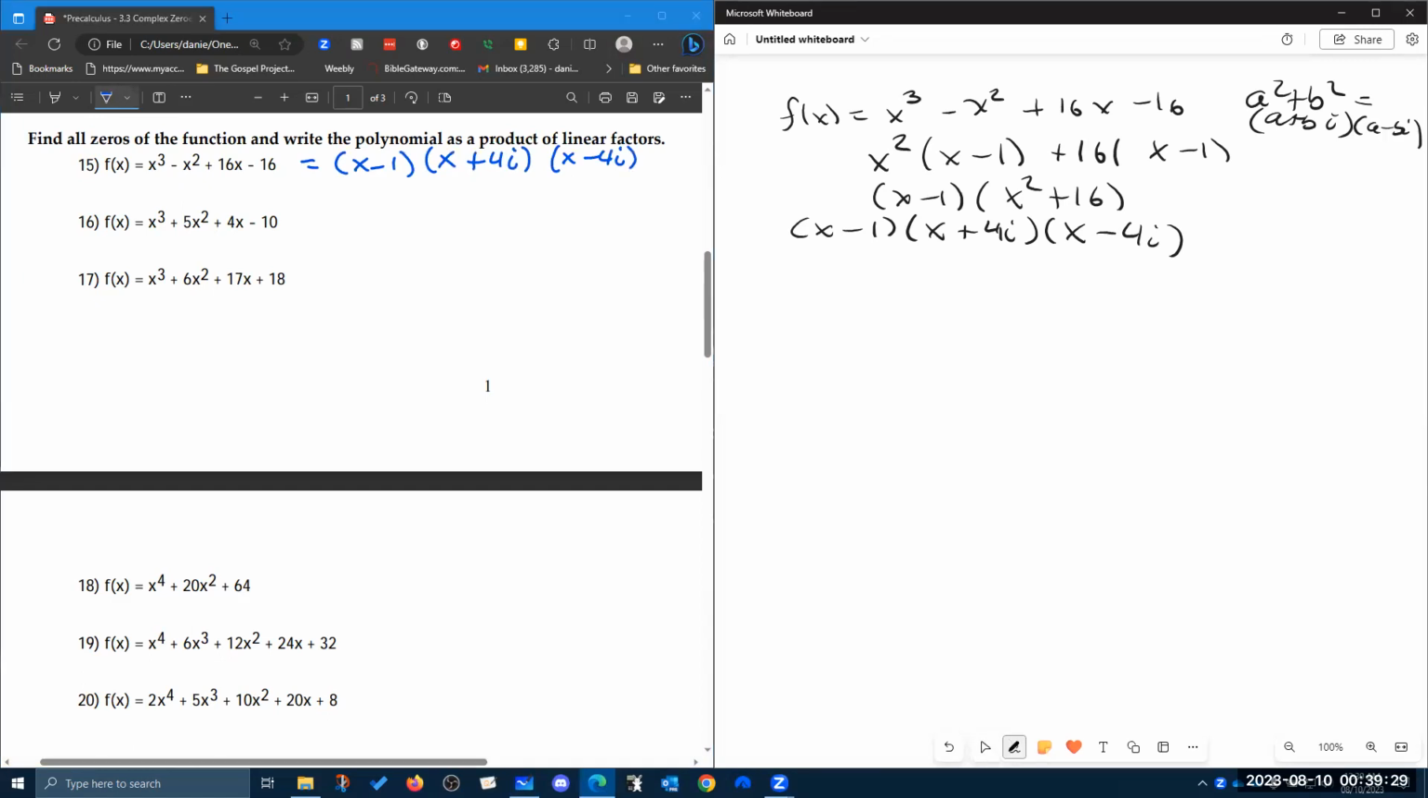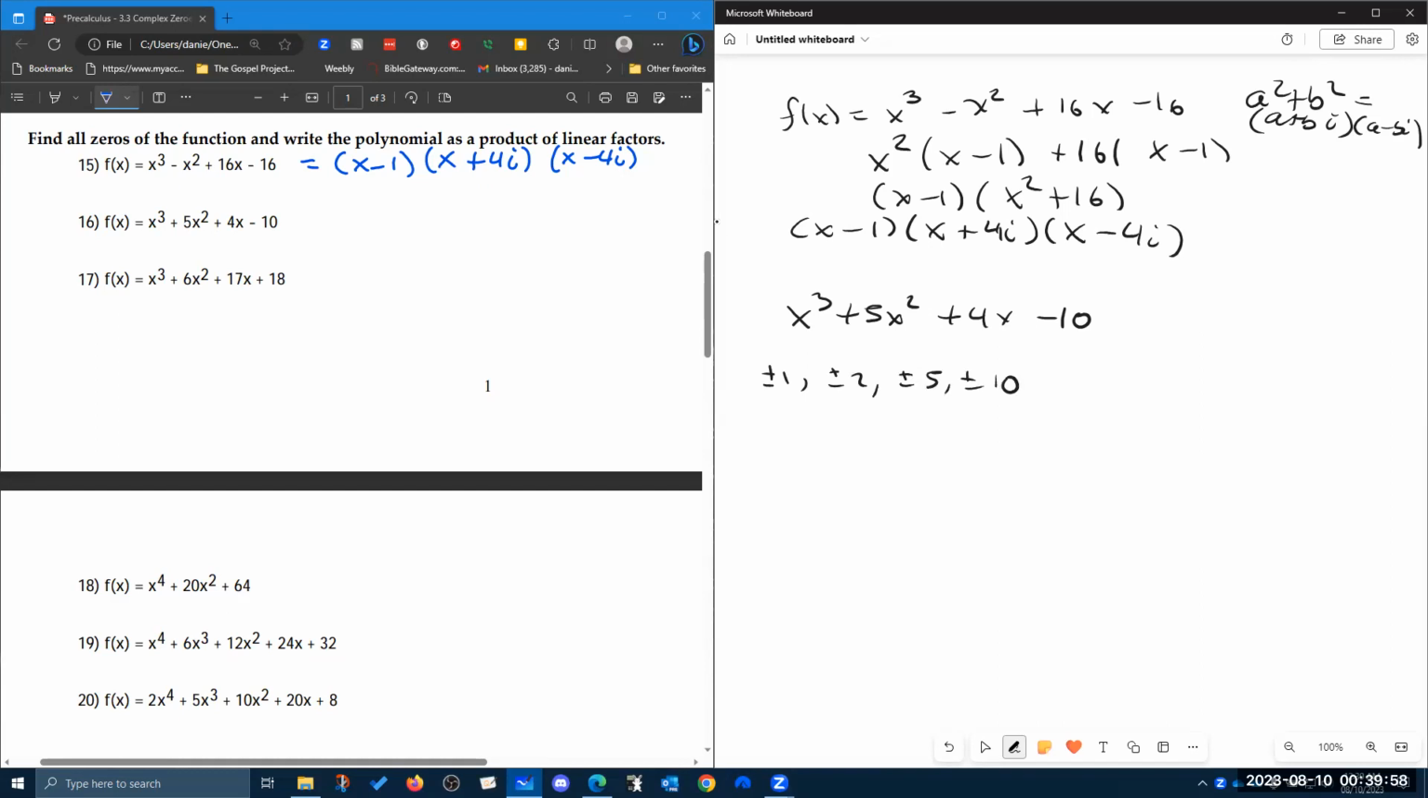Let's look at the next one. x to the third plus 5x squared plus 4x minus 10. This one cannot be factored by grouping, so we're going to need to use our rational root theorem. Factors of 10: plus or minus 1, plus or minus 2, plus or minus 5, plus or minus 10.